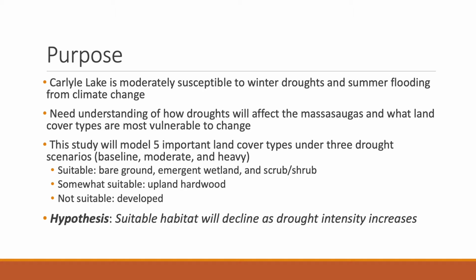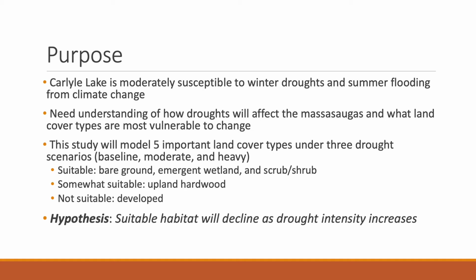So Carlisle Lake is located in a moderately susceptible area to winter droughts and summer flooding, and that's largely driven by climate change and then human alterations to the landscape. So we need to understand how these droughts are going to affect the habitats that the Massasauga uses and what land cover types are most vulnerable to changes over time.